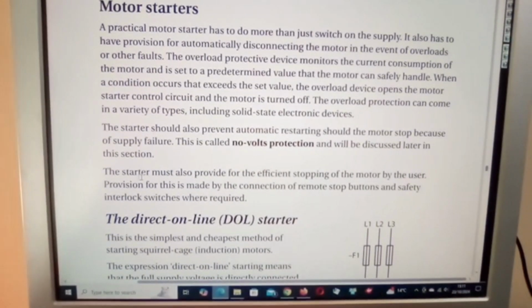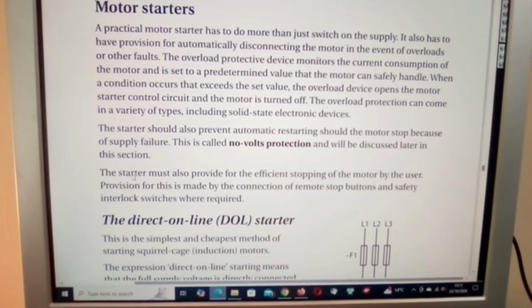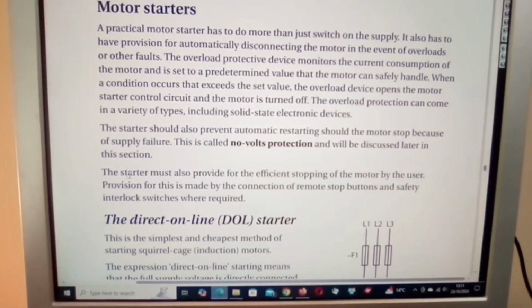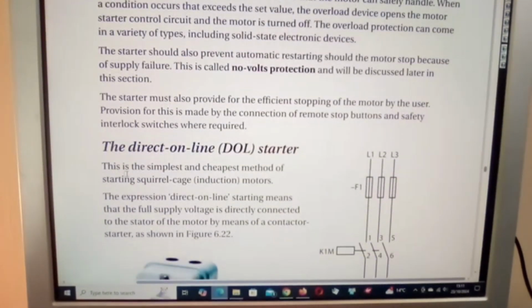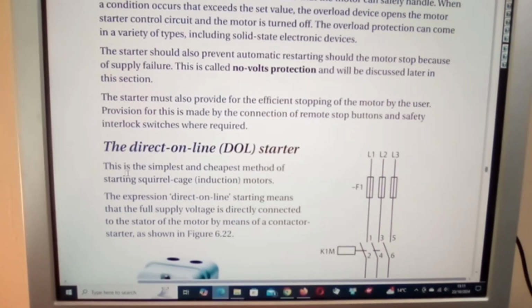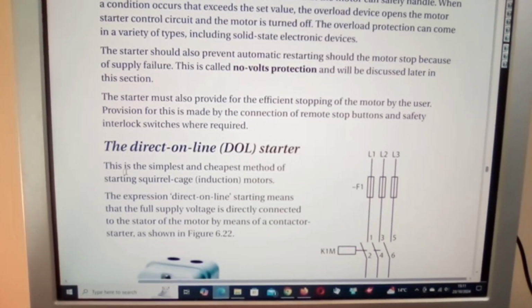The starter should also prevent automatic restarting should the motor stop because of supply failure. This is called no-volt protection and will be discussed later in this section. The starter must also provide for the efficient stopping of the motor by the user. Provision for this is made by the connection of remote stop buttons and safety interlock switches where required.